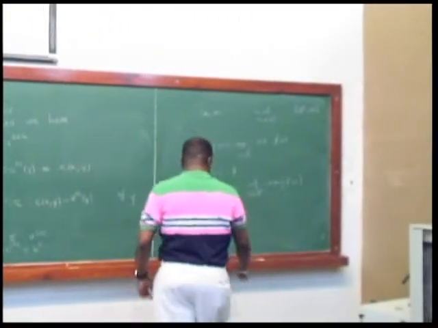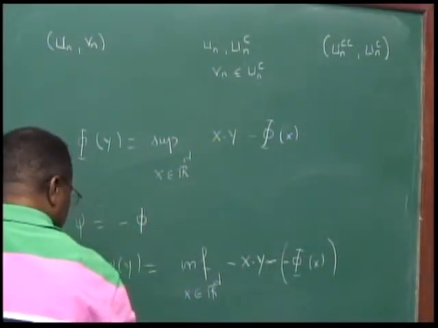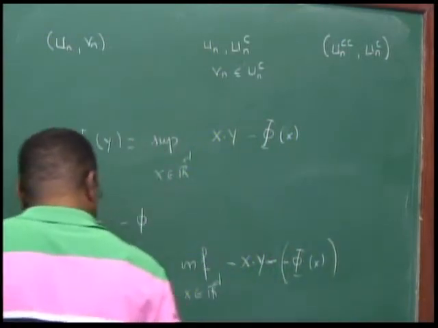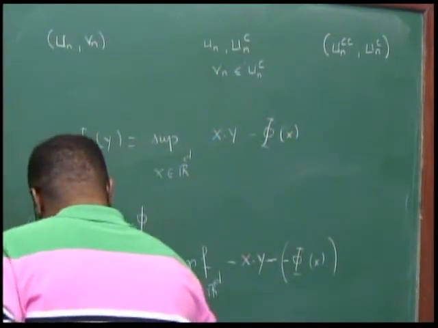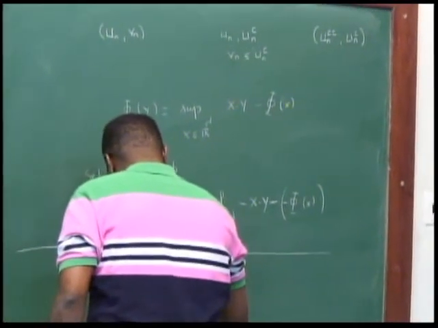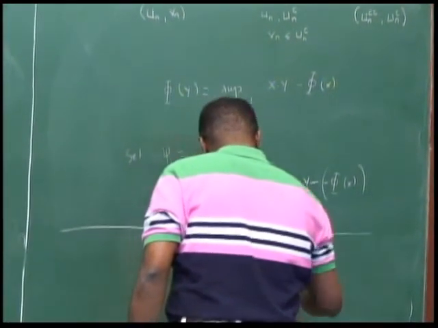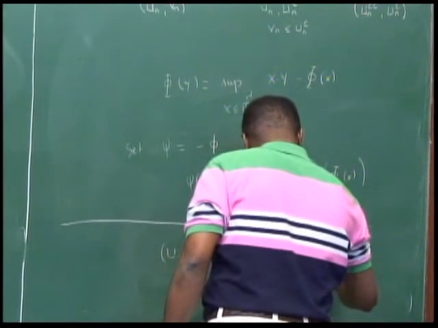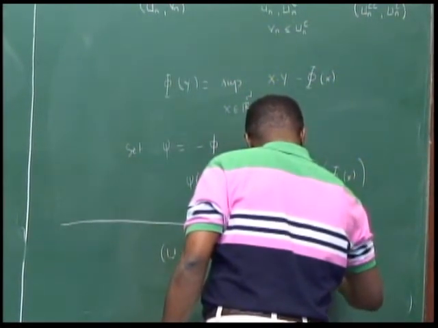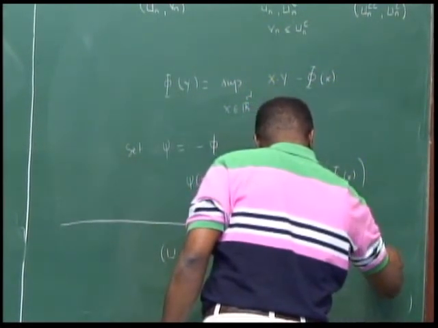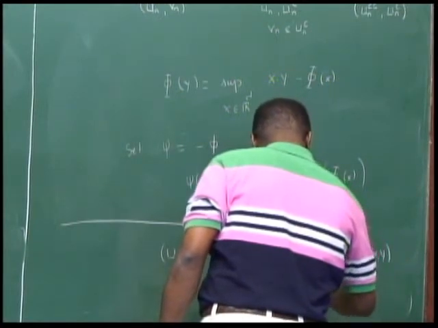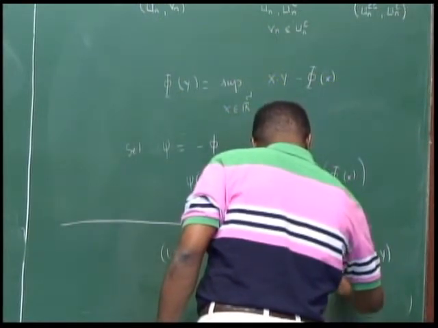Another observation I would like to make: (u,v) is in UC means that u of x plus v of y is less than or equal to c of x,y for every x, y in R^d.